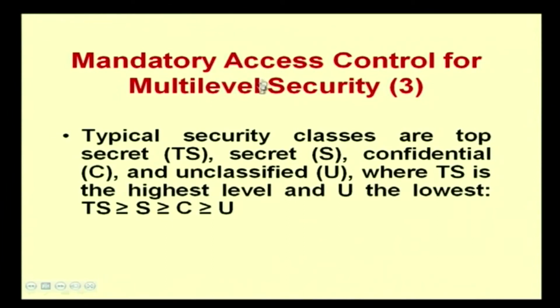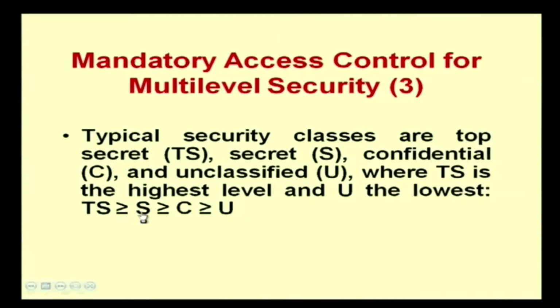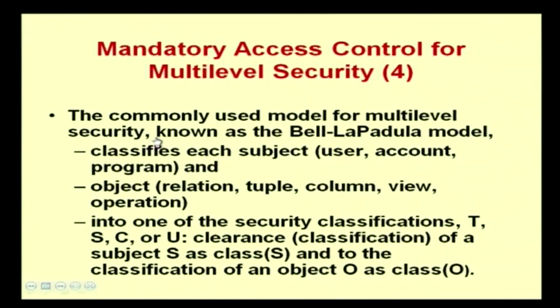In mandatory access control, you have typical security classes such as top secret TS, secret S, confidential C and unclassified U, where TS is the highest level of security and U is the lowest. So, top secret has greater security than secret, secret has more security than confidential, and confidential has more security than U. The commonly used model for multi-level security is known as the Bell-LaPadula model.